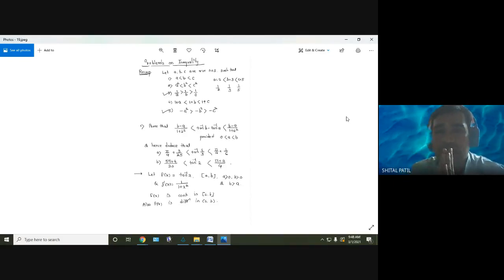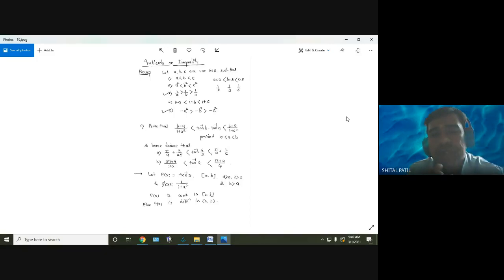So suppose A, B, C are positive numbers and say A is less than B is less than C. Then A square will be less than B square will be less than C square. If you take reciprocals 1 upon A, 1 upon B, 1 upon C, the inequality sign will change. If we add a minus sign to every number, minus A square, minus B square, minus C square, for example, then the less than sign will be converted into greater than.